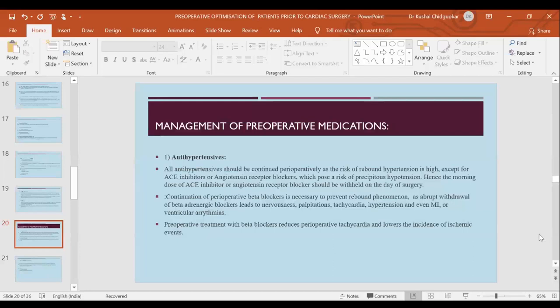Yes, sir. Your slide also mentions continuation of perioperative beta blockers is necessary to prevent rebound phenomenon, isn't it? Yes. So abrupt withdrawal is definitely not indicated. For patients who are on beta blockers, presently the ACC/AHA recommendations regarding beta blockers are mainly for patients undergoing non-cardiac surgery. And they have been significantly diluted, as you may know that earlier there was a very strong recommendation for continuation of beta blockers in patients undergoing non-cardiac surgery.